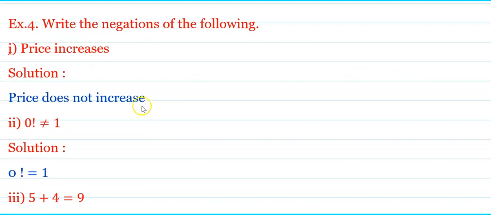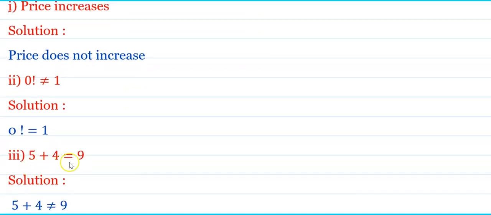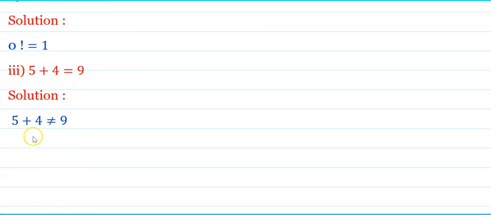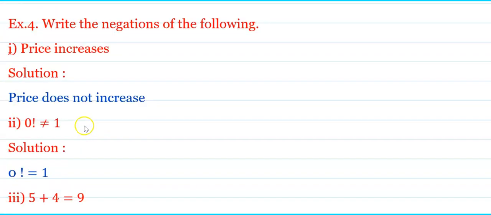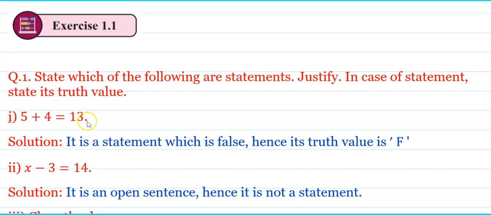Okay. Now the next, write the negation of the following. Prices increases, prices does not increases, we only have to write negations. 0 factorial is not equals to 1. 0 factorial is equals to 1. 5 plus 4 is equals to 9. 5 plus 4 is not equals to 9. We prepared all these negation statements in it. Now let us start the exercise 1.1.